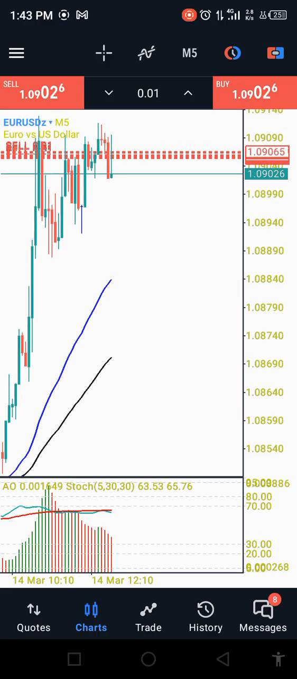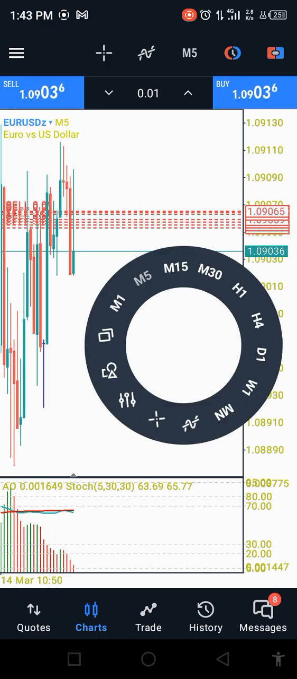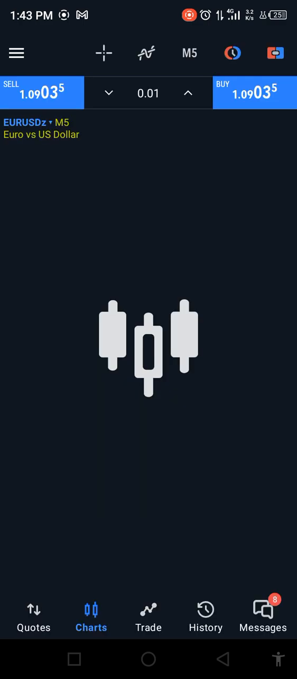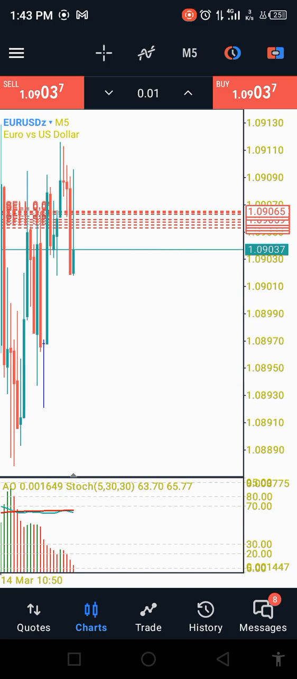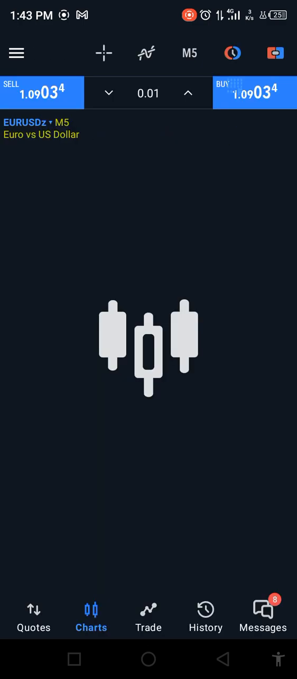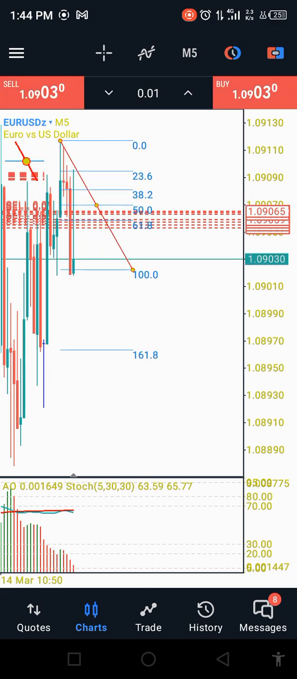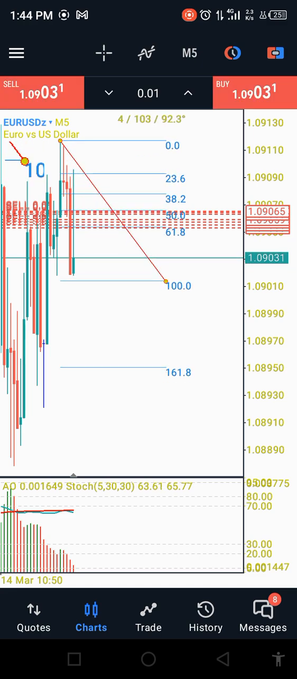This was an amazing setup on Euro USD that I had to take, and I took this setup because of a certain chart pattern that I always like to take, and the chart pattern is called a dominant break. So let's go to our tools and get our Fibonacci retracement. And what is a dominant break?